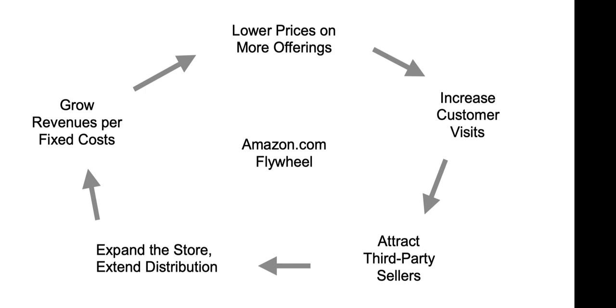And when they're able to expand their store, extend the distribution, the next element, the next turn in their flywheel is growing revenues per fixed costs, right? And then with that, you get to the very top of the flywheel again, which is lower prices on more offerings. And that is another virtuous cycle that a successful company has designed to become who they are today, the fastest growing company on earth. Amazon. And this flywheel does not change.